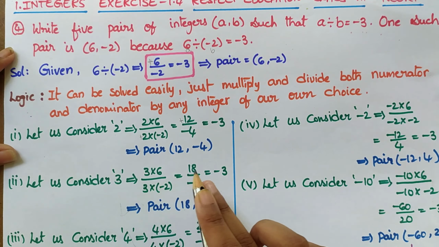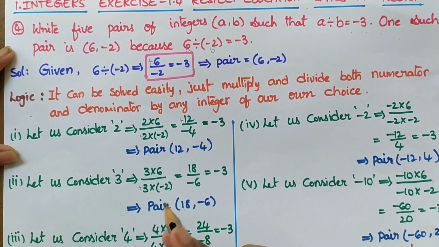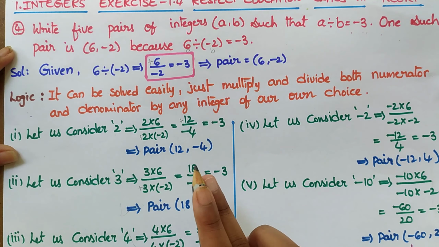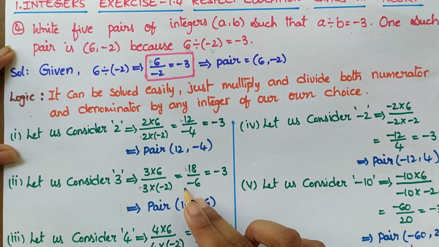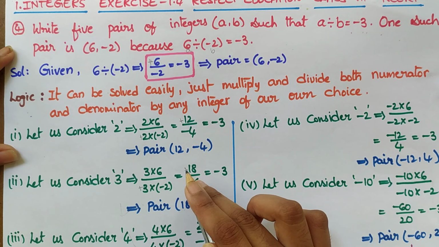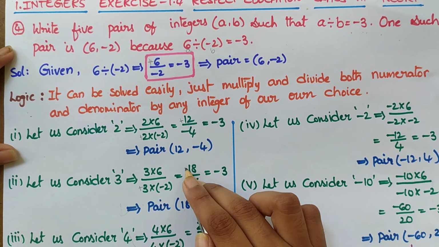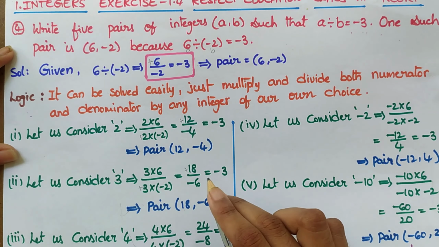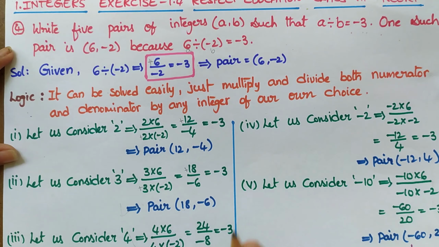Now 3 into 6 is 18, by 3 into minus 2. 3 can be written as plus 3, so it is plus 3 into minus 2. Plus into minus is minus. 18 can be written as plus 18. Now plus 18 by minus 6. Let us observe the symbols carefully. Here is plus and here is minus. That means different symbols, so plus by minus is minus, and 6 ones are 6, 6 threes are 18. So it is minus 3. Therefore the pair of integers is 18 and minus 6.